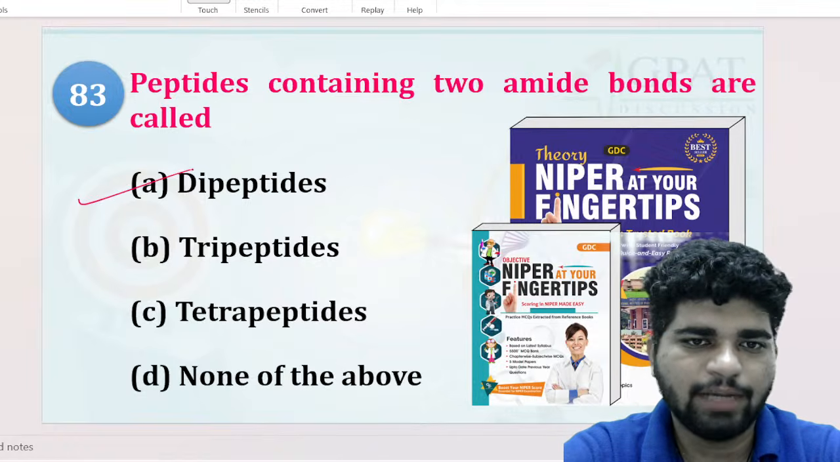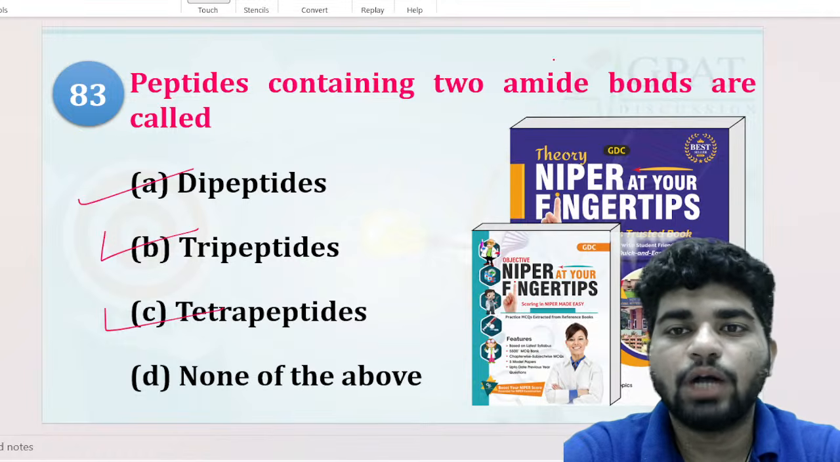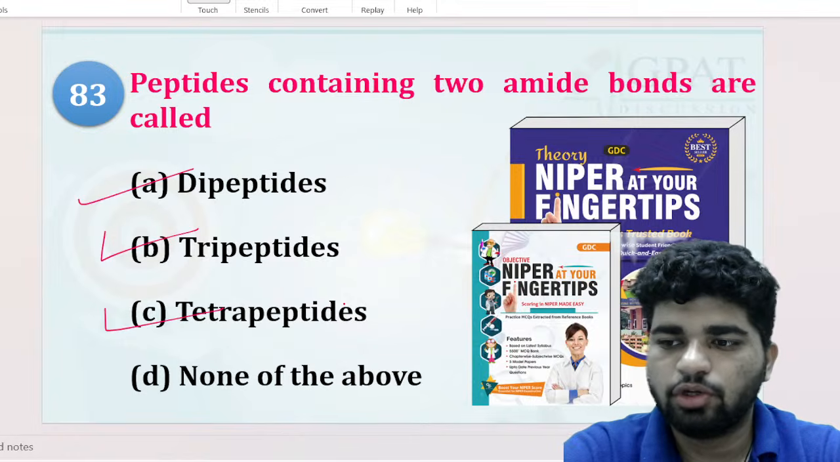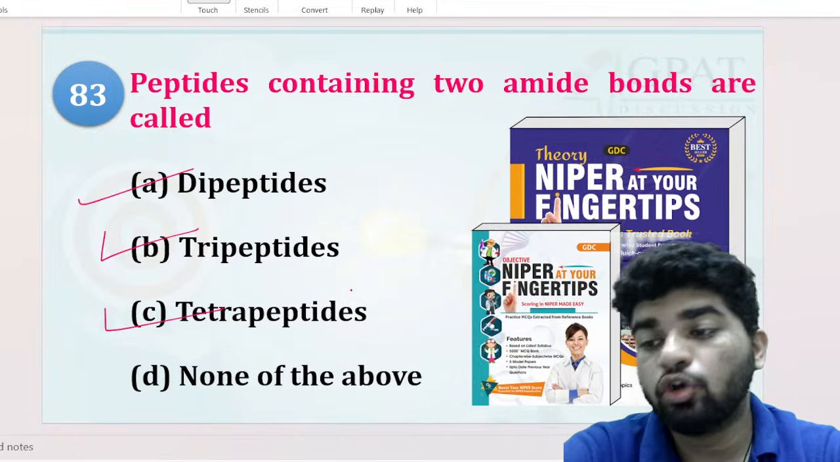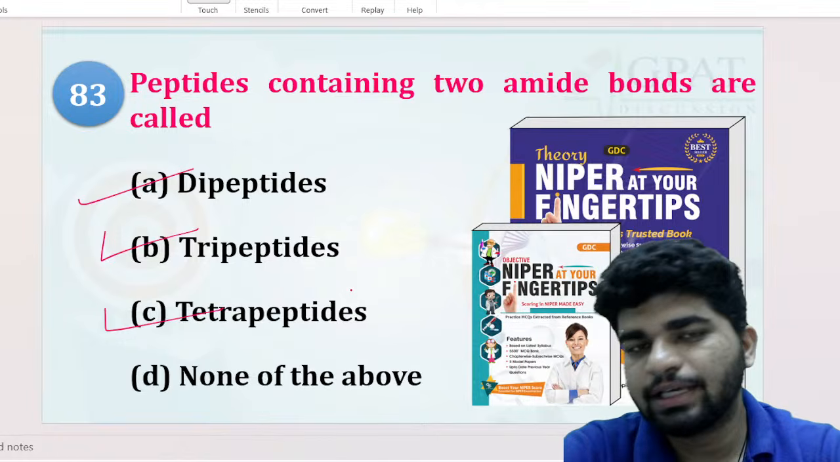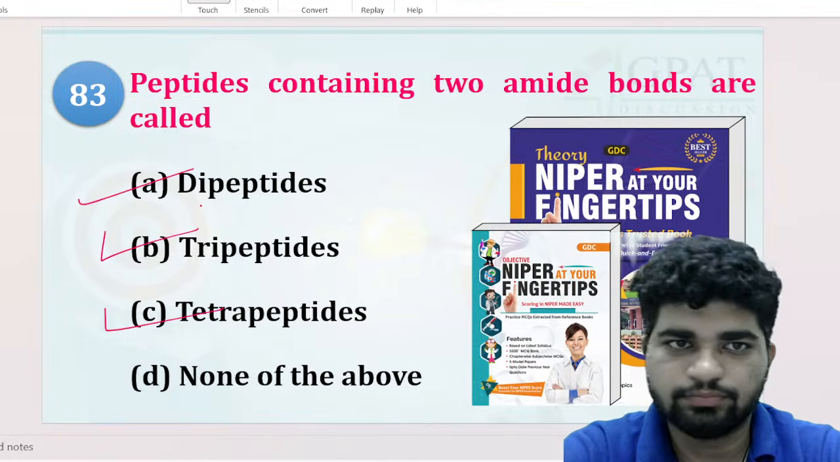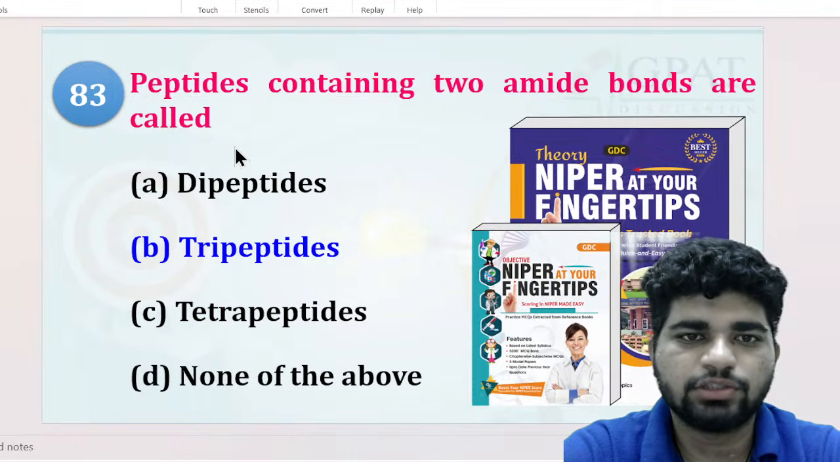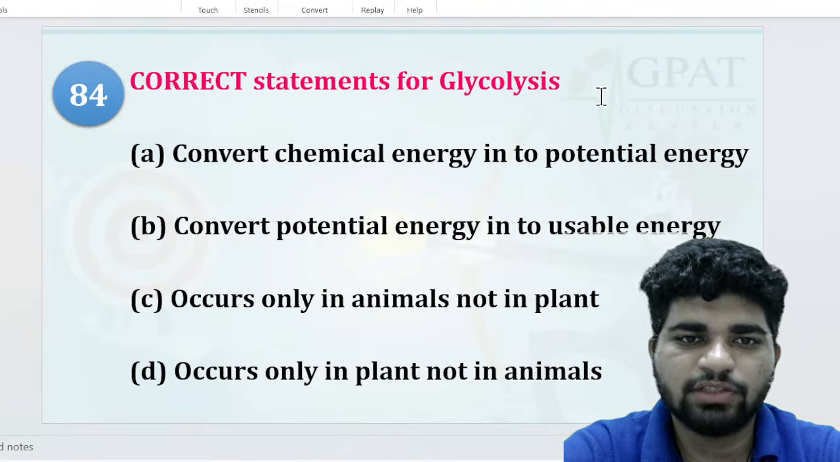Now, dipeptide, tripeptide, or tetrapeptide. Peptides containing two amide bonds are called as dipeptide, tripeptide, tetrapeptide. Nobel Prize as well as FDA approved drugs, these two things also. Recently FDA approved drugs. Now this one, that is your tripeptide. Exactly. Peptides containing two amide bonds are going to be your tripeptide.